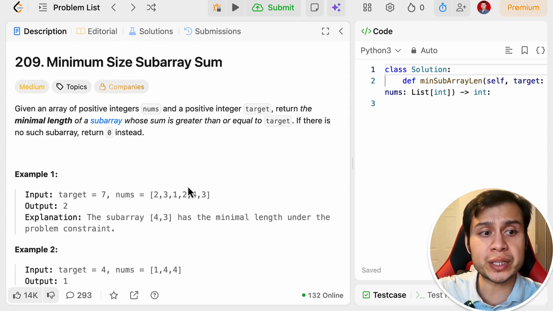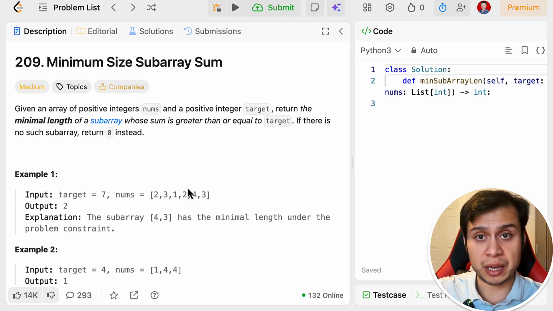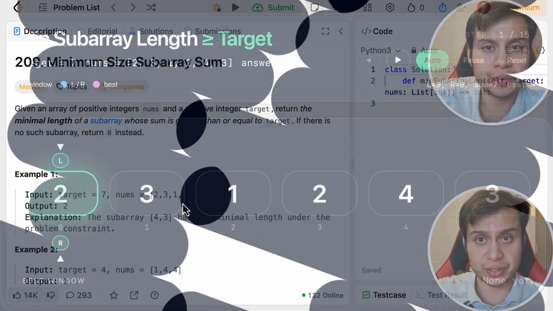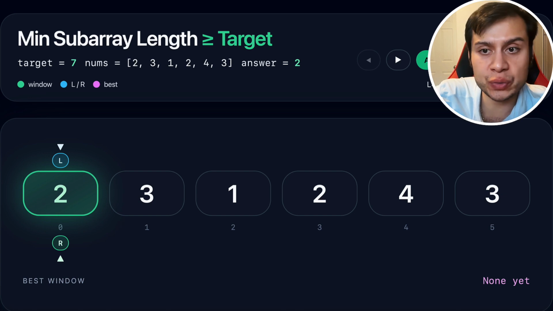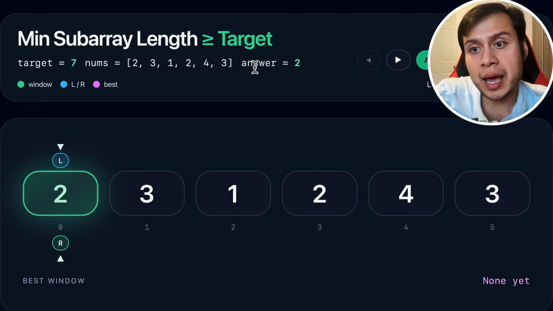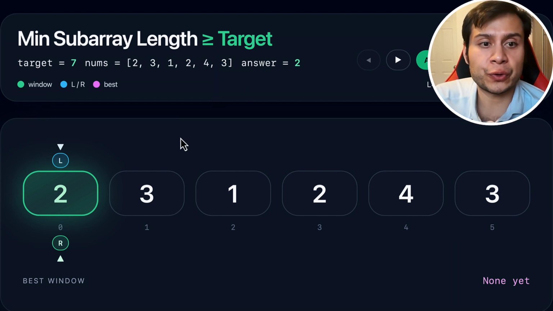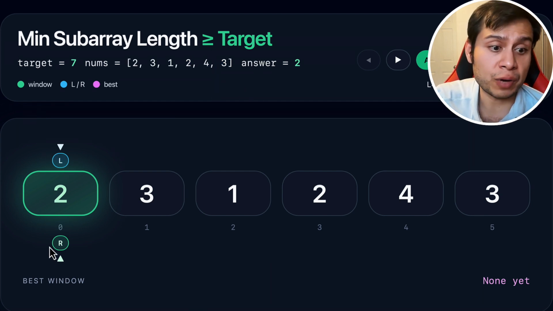So how do we use the sliding window technique, specifically our variable size sliding window technique, to solve this problem? Let's get to the animation to understand how this works first. Now let's quickly animate to see how this works. Our first example is target is 7 and the nums array is 2, 3, 1, 2, 4, 3. The first thing we're going to do is initialize our left and right pointer.